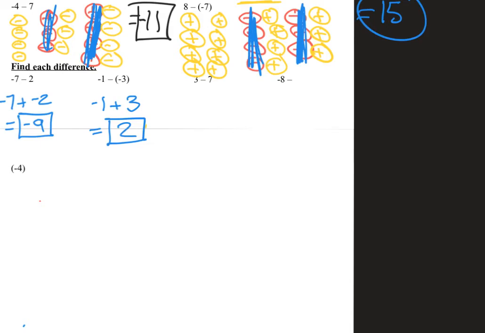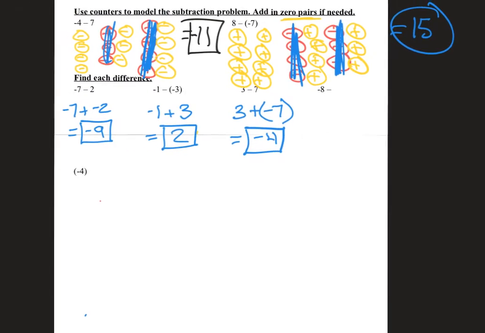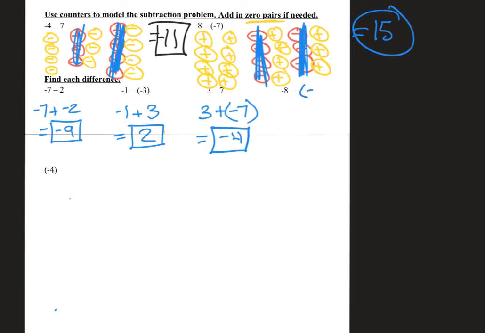The next one is 3 minus 7, so we'll do 3 plus a -7. Different signs, you subtract, and you keep the sign of the larger absolute value. The last one must be -4 since we're down here. So -8 minus a -4. So the -8 stays, you change it to addition, and the -4 becomes positive. The signs are different, so we subtract and get 4, and since the 8 is larger, it stays negative.